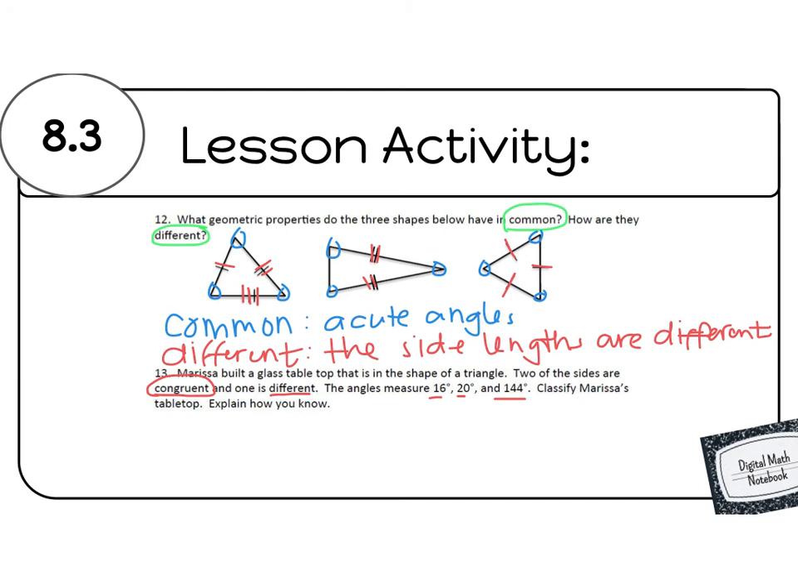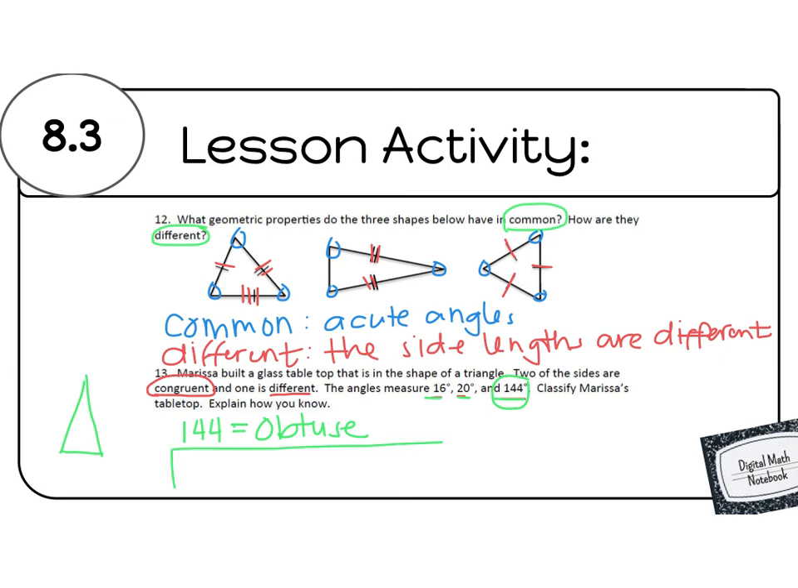So first off, let's talk about the angles. If we have a 16, a 20, and a 144, that 144 is obtuse. So that tells me that 144 means that my triangle is going to be obtuse. Now, if I go back and look at the sides, it told me that two sides are congruent, so two sides are the same, but one side is different.